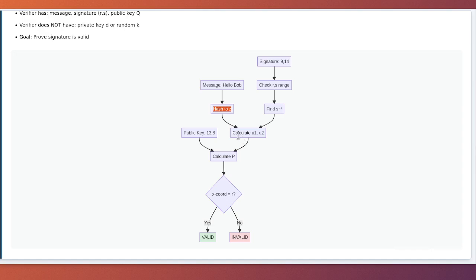Then we calculate two intermediate values, called U1 and U2, using formulas involving Z, R, S, and N. Finally, we use U1 and U2 to calculate a point on the elliptic curve, and we check if the x-coordinate of that point equals R. If it matches, the signature is valid. If not, the signature is invalid.